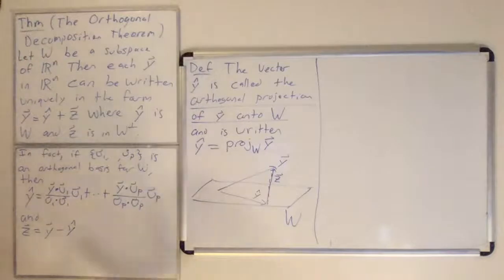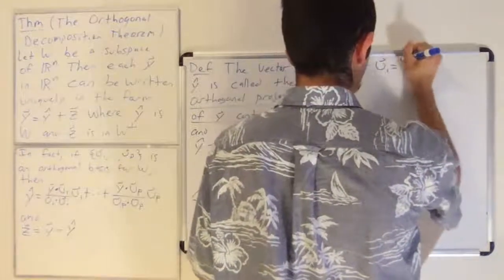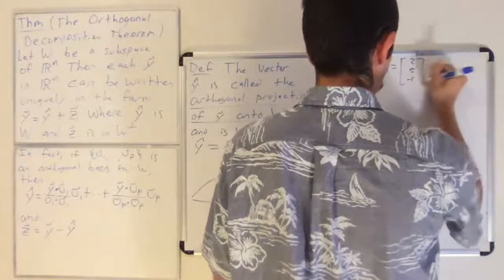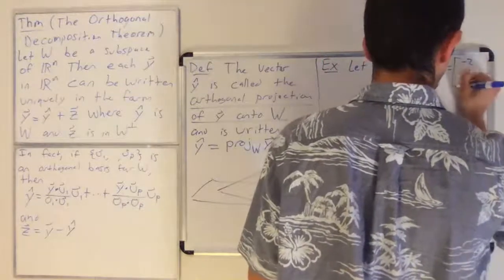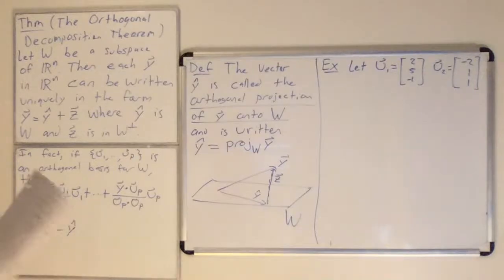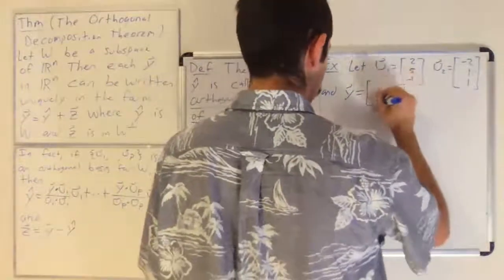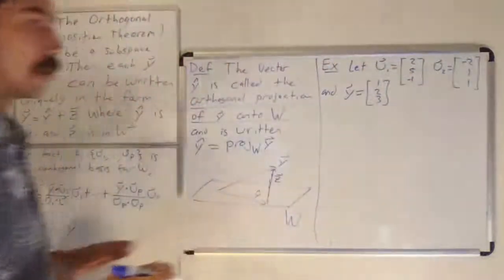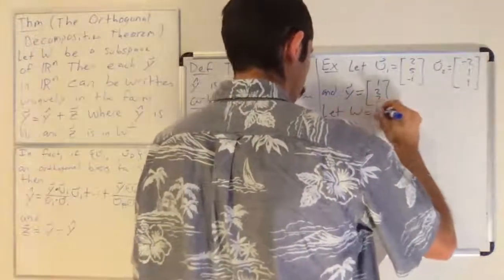Okay, let's take a look at an example. Write any questions you may have in the chat, and I'll answer them when I finish writing this example. Okay, so we'll let U1 be 2, 5, negative 1. U2 is equal to negative 2, 1, 1. And Y is equal to 1, 2, 3. Okay, so we'll let W be the span of the vectors U1 and U2.